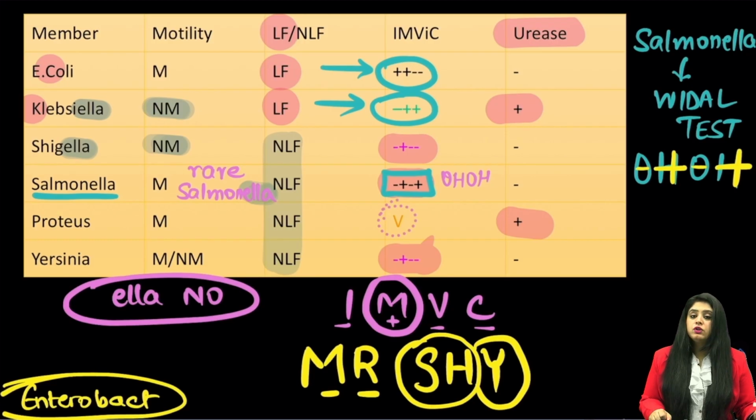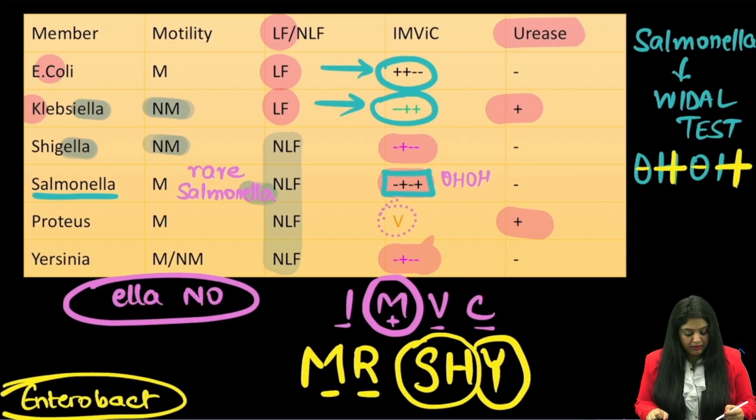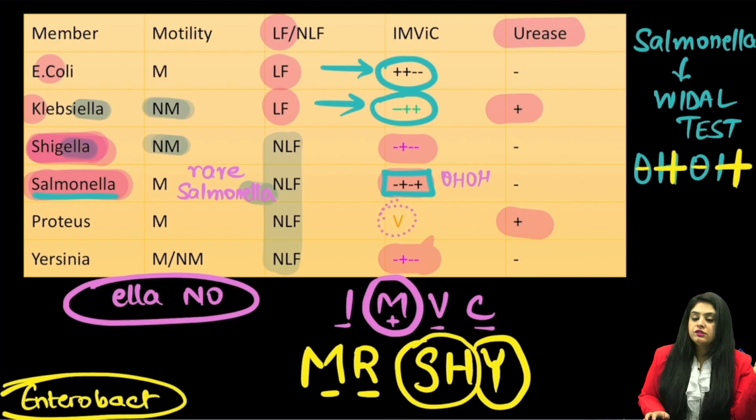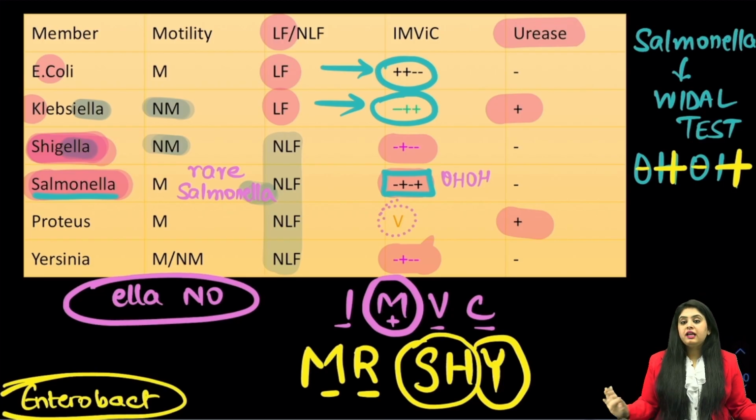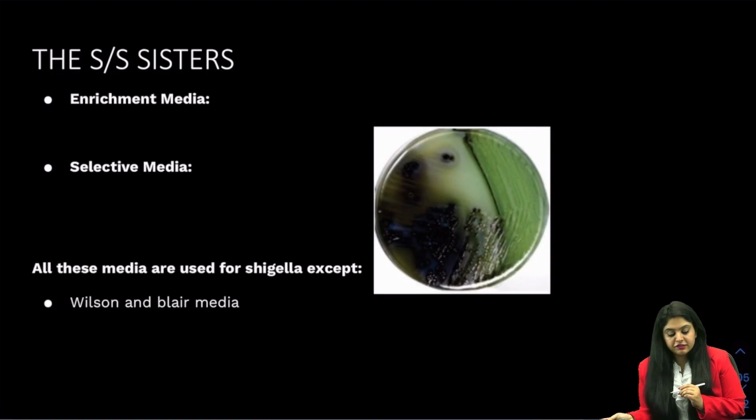What am I gonna move on to next? Because I was talking about Salmonella and Shigella, and we know that Shigella causes dysentery, Salmonella causes typhoid, ye to pata hai. But now they ask you a question, what are their media? Now I call them Salmonella Shigella sisters, SSS. Why do I call them Salmonella Shigella sisters? Because इनका सब कुछ same चलता है, ठीक है?